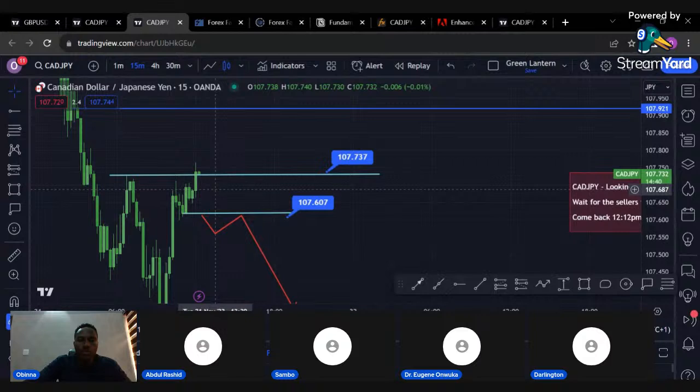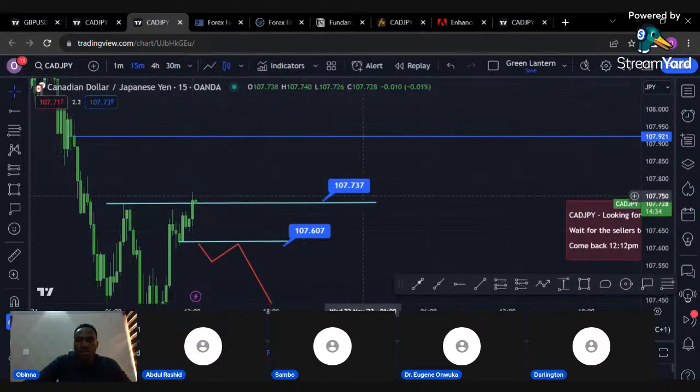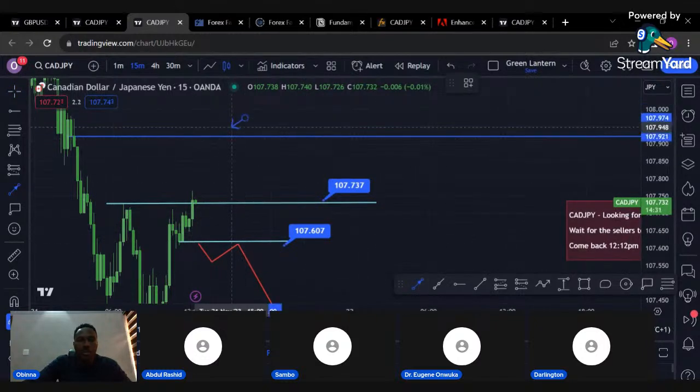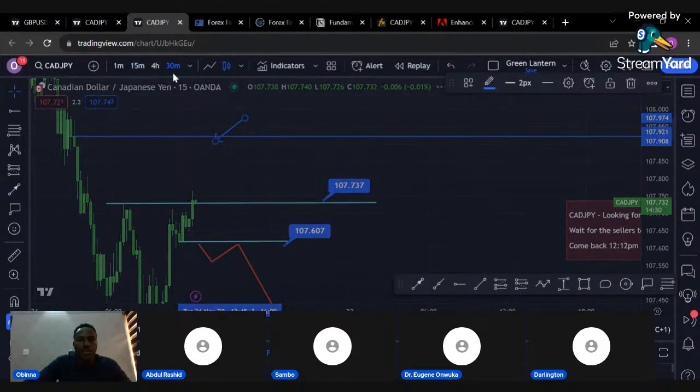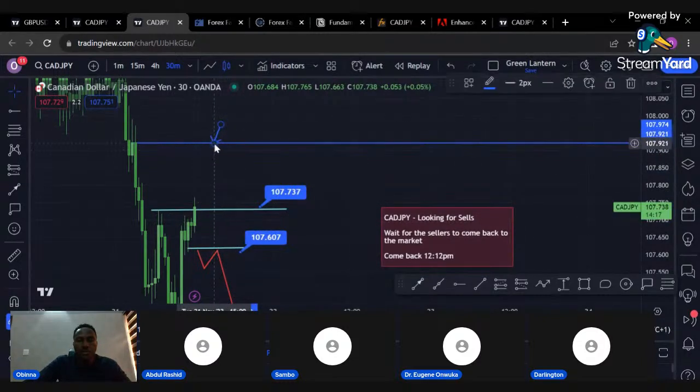So if someone wants to take a counter trade, you can take a counter trade and your TP will be here, the next key level. So let me use the 30 minutes. 30 minutes gives more clearer reason for entry. So your entry will be here. This will be your entry here, and you'll be looking for take profit around here.